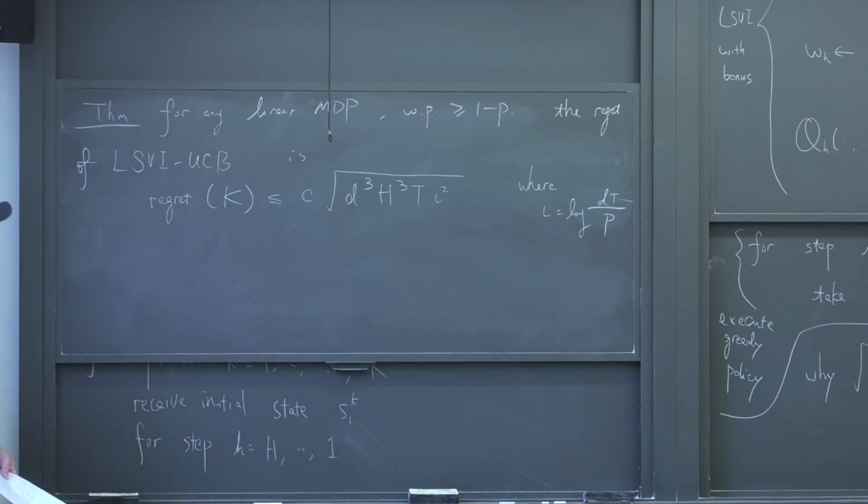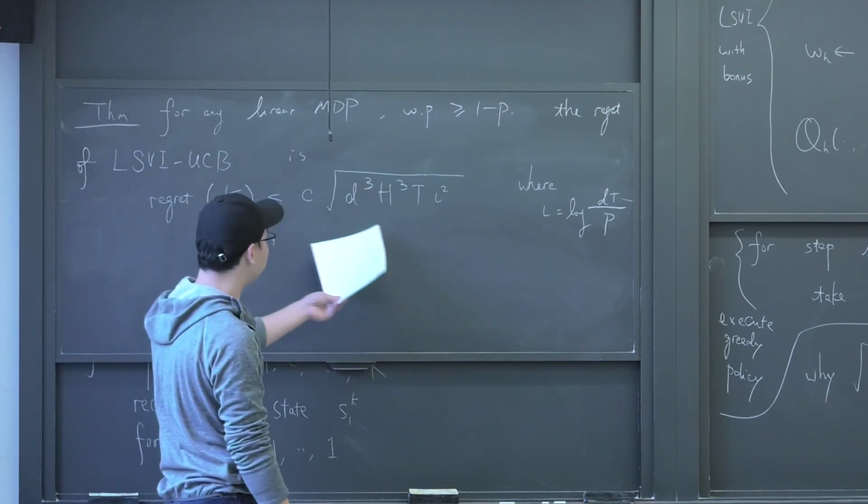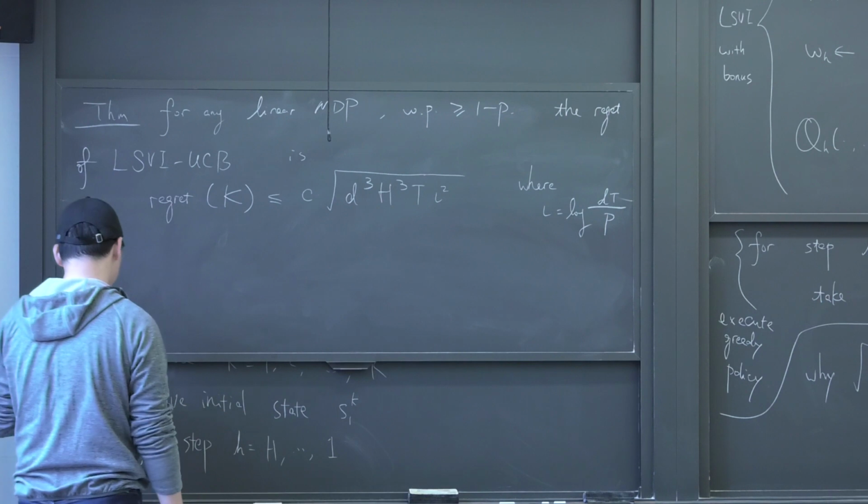And this is the result stated in terms of the regret. You can still use the similar thing we talked about earlier: we can convert any regret to sample complexity by online to batch conversion. So you can convert this as well to some sample complexity using that theorem.